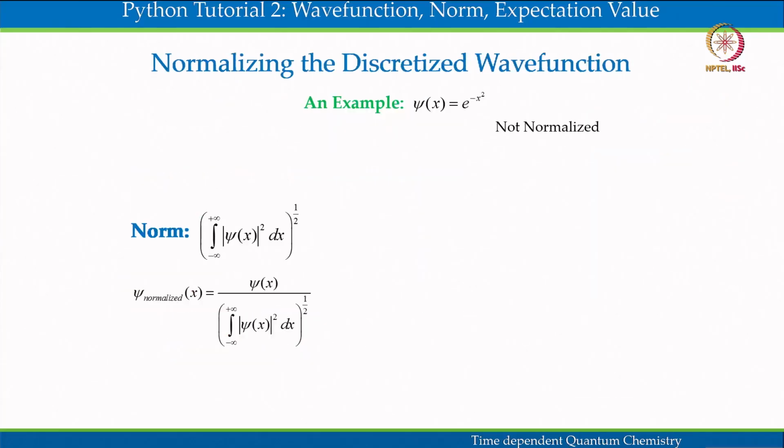Welcome back to Python tutorial 2. We have presented how to represent a wave function, how to discretize a wave function, or how to represent a wave function on a grid, position grid. And next what we will do, we will take that discretized wave function and we will normalize it, and we will check how to normalize it.